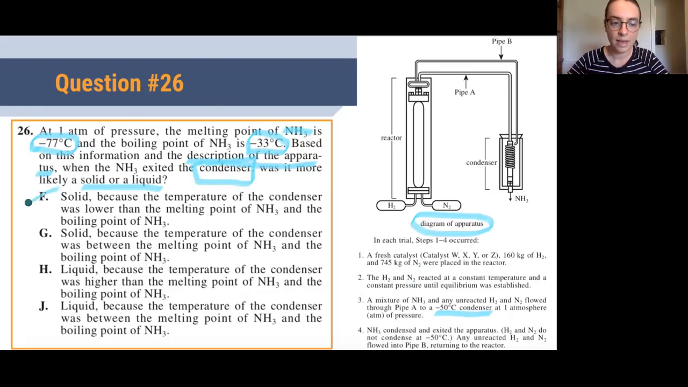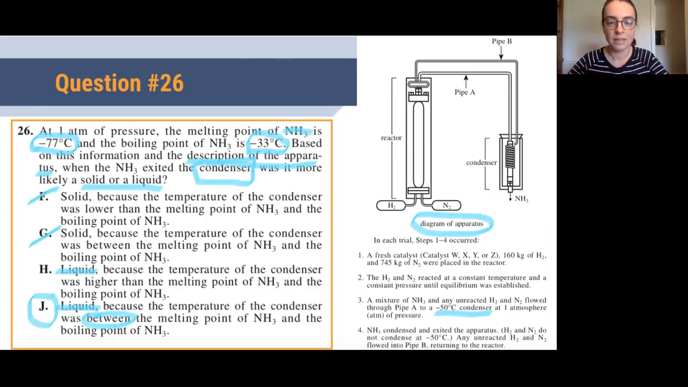So it can't be F, that says solid, not G, that says solid. It's either H or J, it's a liquid. Okay, H says because the temperature was higher than the melting point and the boiling point. That's not correct. J says because it was between. Negative 50 is between negative 77 and negative 33. So our answer for 26 is J.